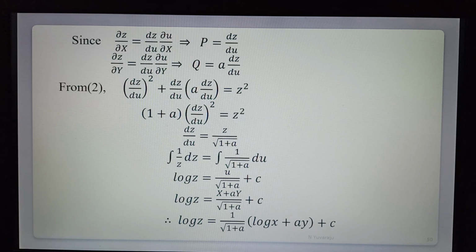Okay, now this is how an equation is converted to the standard form and the solution is found.